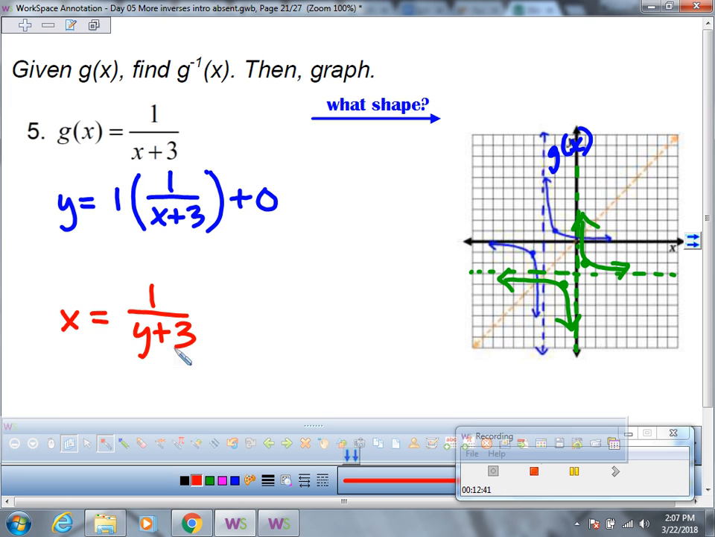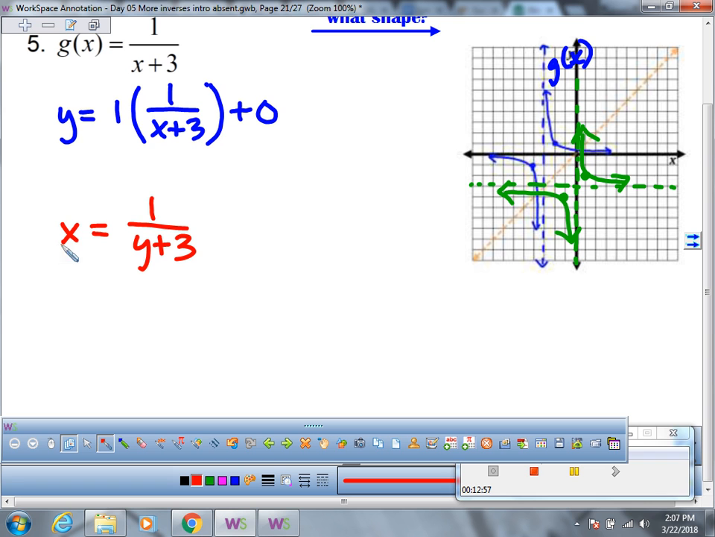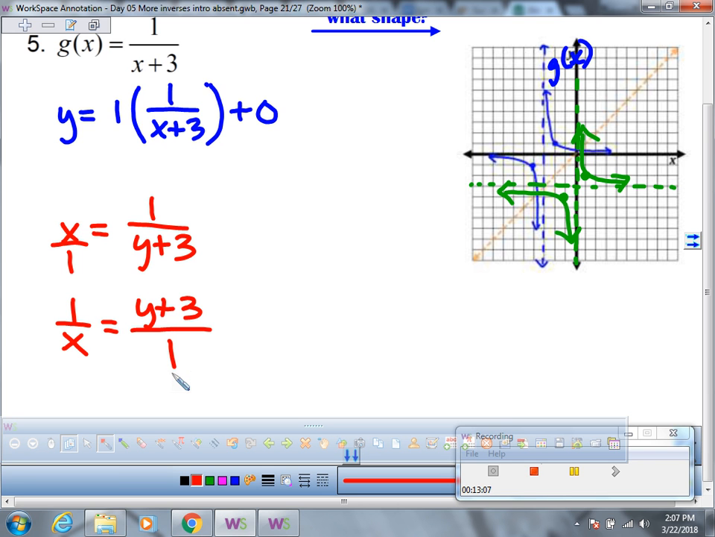I'm trying to solve for y. Do I want y in the denominator to be able to solve it? I want it on the left side, but the first thing I need to do is get it in the numerator. So can't I do that strategy I just talked about? Instead of being x over 1, it's going to be 1 over x. And instead of being 1 over y plus 3, it's going to be y plus 3 over 1. But I don't really need the 1, right? So it's just y plus 3.